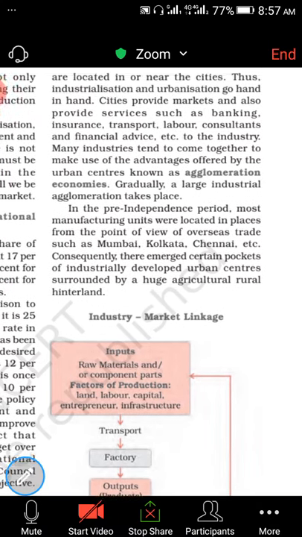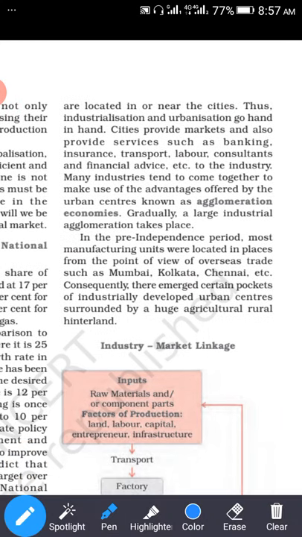Now with an example: yesterday I gave you a question, which was, what do you understand by agglomeration economy? And another question I also told you: how do industrialization and urbanization go hand in hand? The place where the industries are set up, which things are needed there? Land, labor, capital are very important. Then again, transport is also needed, which means roadways. And if these services are available, then from the government side, the government also provides banking facilities, insurance facilities, and transport.